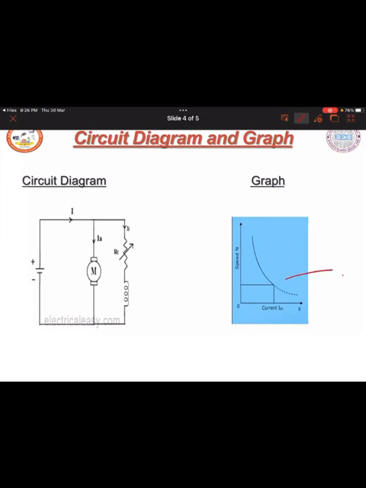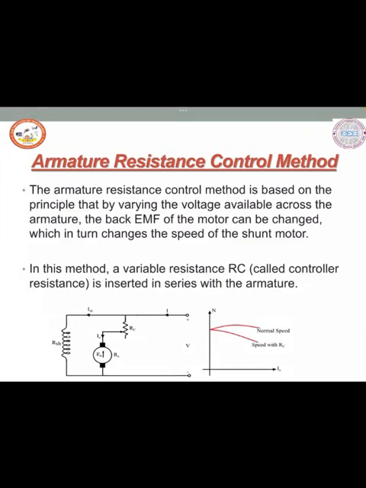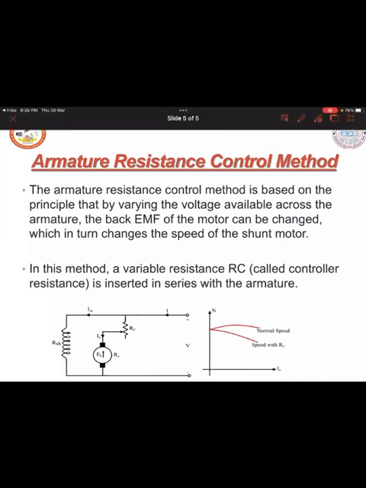Now the advantages of the armature control method, or rheostatic control method, which is another name. The first one is easy and smooth speed control. Below the normal speed is possible: whatever the rated speed is, below that we can control the speed. And in a potential divider arrangement, the rheostat can be used as a starter. Whatever rheostat we are using here can be used as a starter. That is the main advantage of the armature control method.